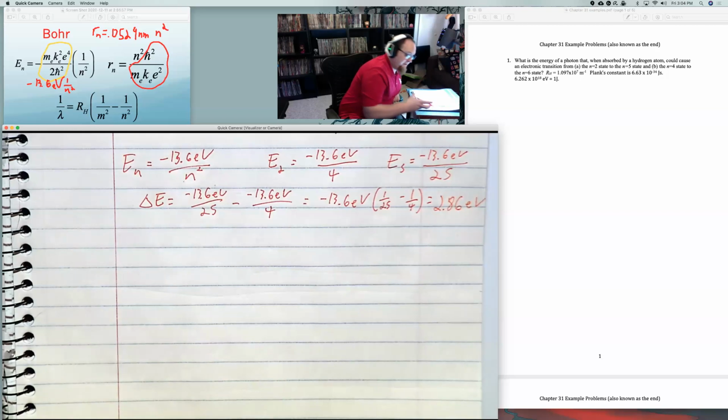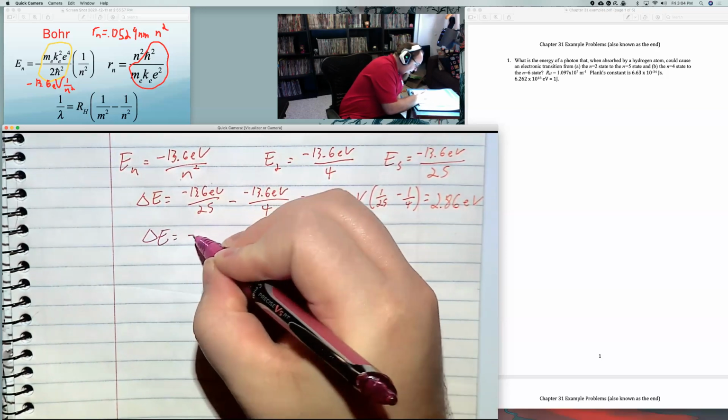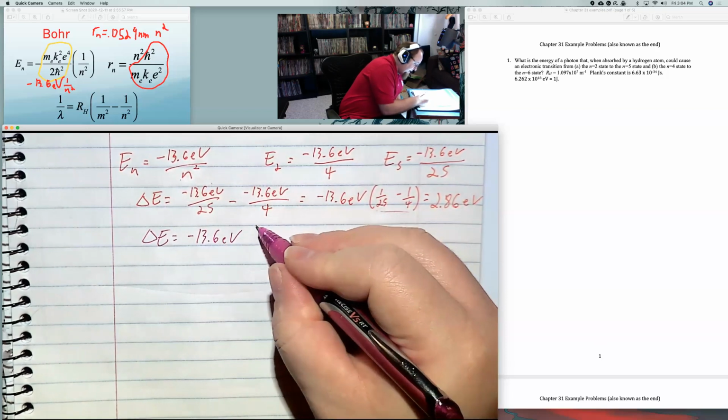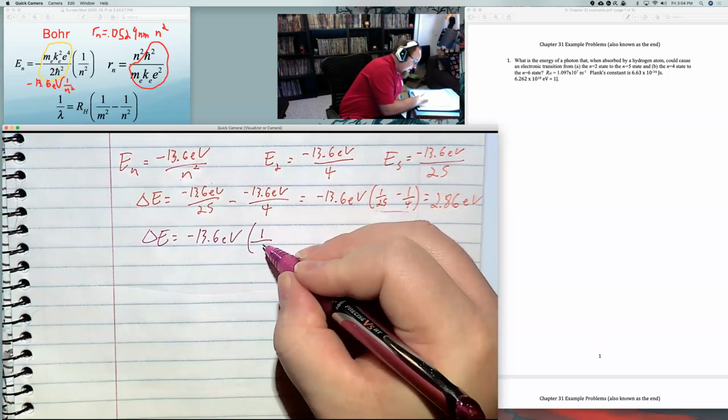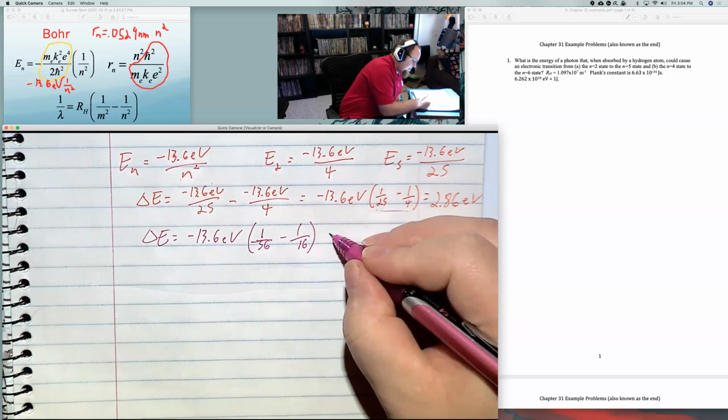It also asks for the difference between 4 and 6. I'm just going to use the same logic and say it's going to be negative 13.6 eV, and I'll make these 4 and 6 respectively. Well, 6 squared is 36. 4 squared is 16. And get that.